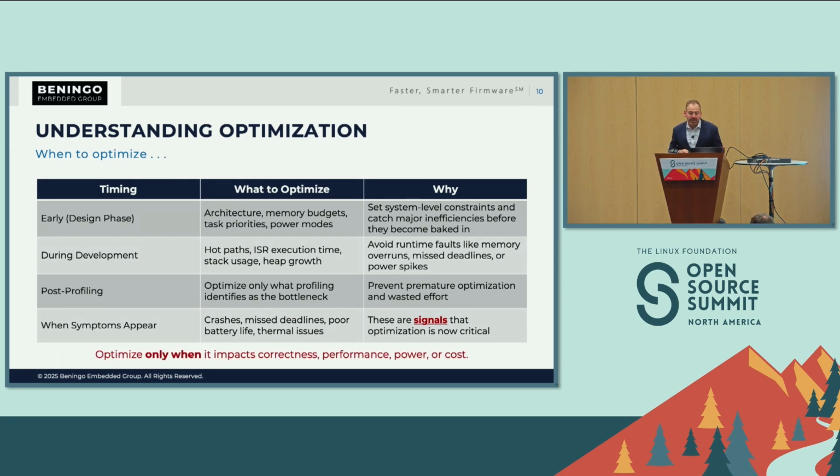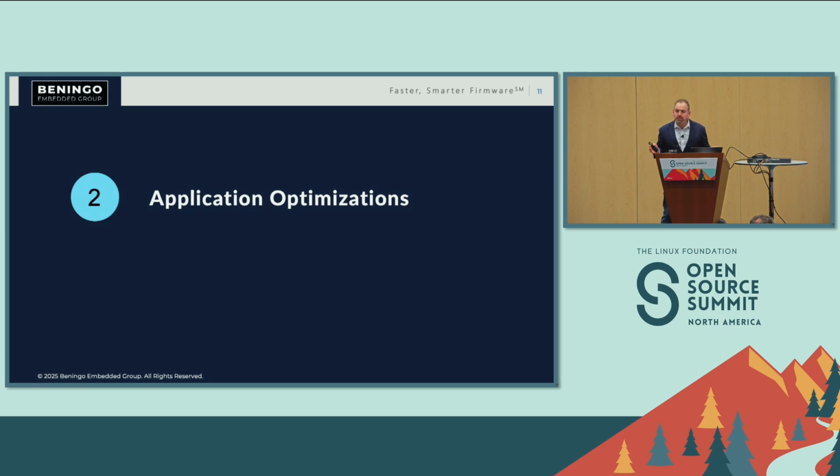So only optimize when it impacts the correctness, performance, and power cost that are part of your requirements for your system. Okay, so that's maybe some examples of when and why we want to actually optimize. Also, when it comes down to business needs, right, or needs of our users and meeting their specific needs and use cases.